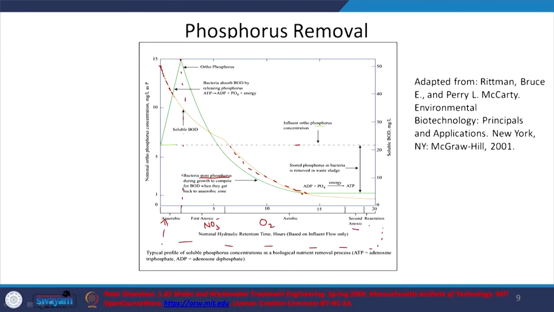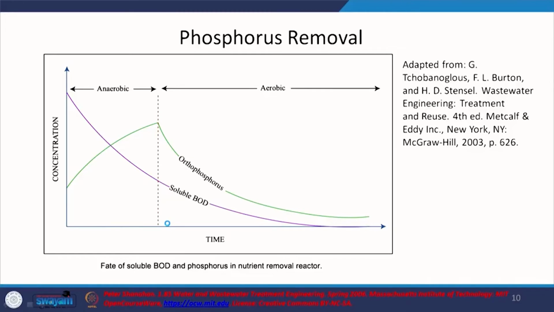So, stress, no stress, stress, no stress, and the bacteria that can best adapt to it will be the ones that will thrive. So, I guess in a different way, that is what is mentioned in a clearer picture out here. So, anaerobic conditions, phosphorus is being released, soluble BOD will also decrease, and orthophosphorus will be, pardon me, it will be released here in the anaerobic conditions.